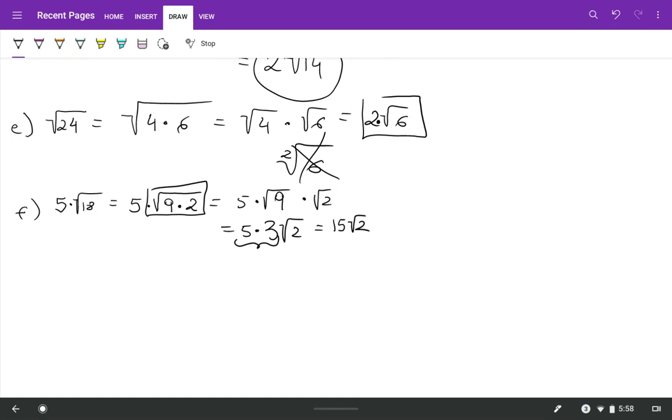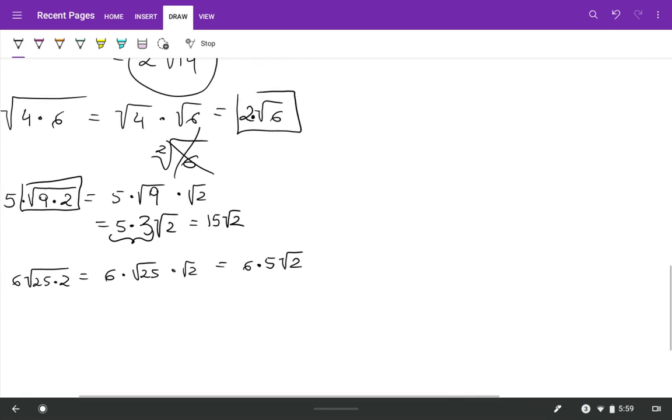Maybe one more. G, 6 square root of 50. We have to simplify. So copy the 6, rewrite 50 as 25 times 2. And why did I pick 25? Because we know what the square root of 25 is. So that will be the same as 6 times square root of 25 times square root of 2. And square root of 25 is 5. Square root of 2 we can't simplify. And now we multiply numbers in front of the radical. So this is 30 square root of 2. Okay, so that's the answer.